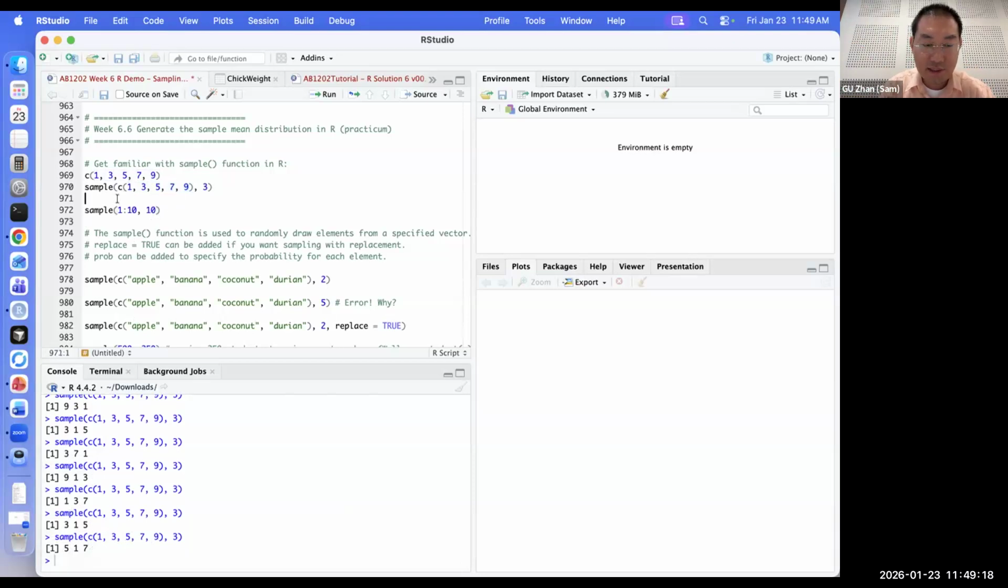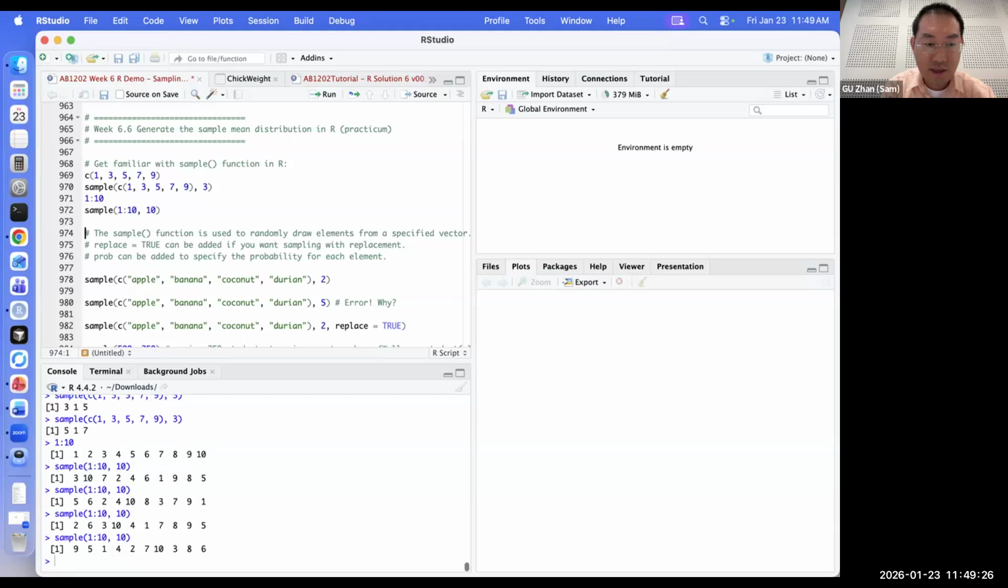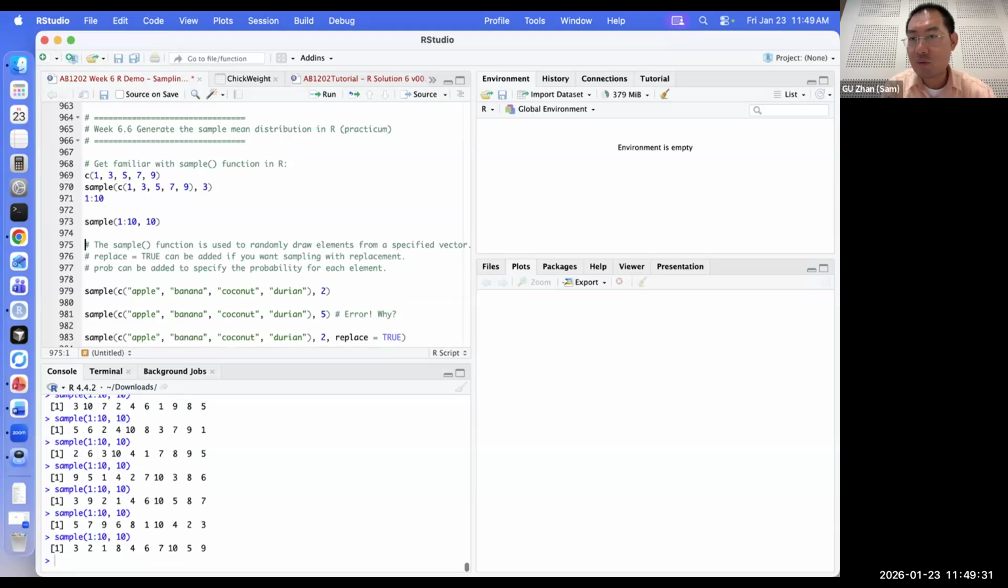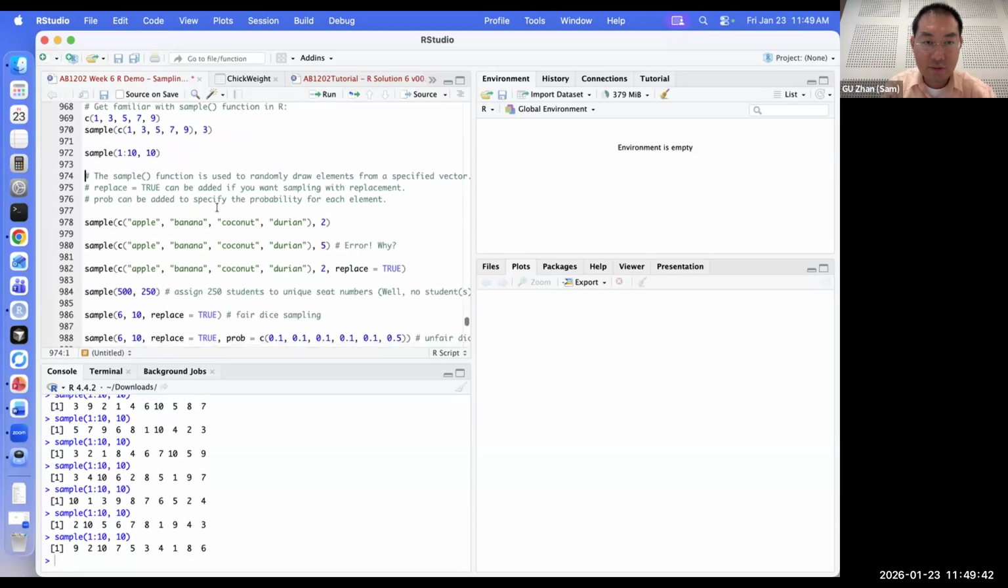So sample 1 to 10. 1 to 10 will give you the integers from 1 to 10. Then we sample 10. What are we doing here? We are asking for a random sequence of these 10 numbers, because there are 10 numbers and I want to get 10 out of them. So basically it gives me a random sequence of 1 to 10. The sample function randomly draws.